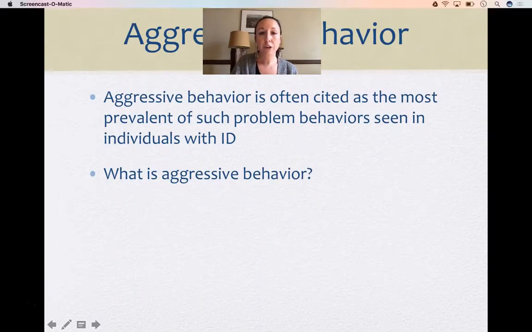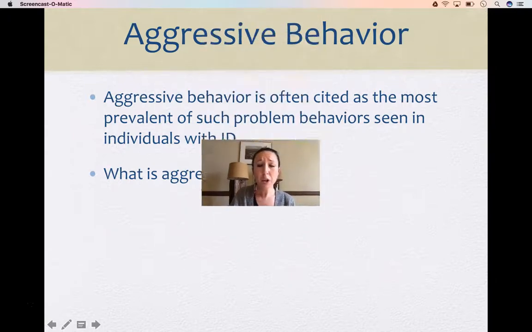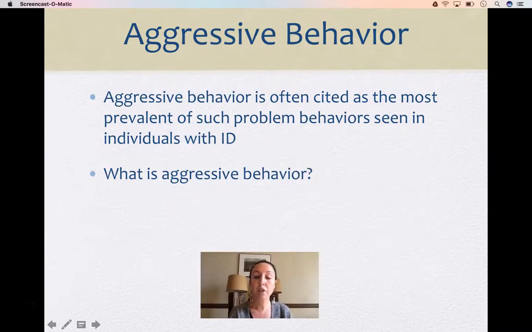The reason that we are going to talk about this is because aggressive behavior is often cited as the most prevalent of such problem behaviors seen in individuals with intellectual disability. In the last lecture, I talked about what problem behavior was and the difference between that and adaptive behavior. I want to really note that if we're saying that aggressive behavior is often cited as the most prevalent of problem behaviors seen with intellectual disability, it's really important to note that most people with intellectual disability are generally not aggressive. We usually see aggressive behavior crop up when we see difficulties in adaptive behavior that aren't being met, or there's some other problems that aren't being addressed.